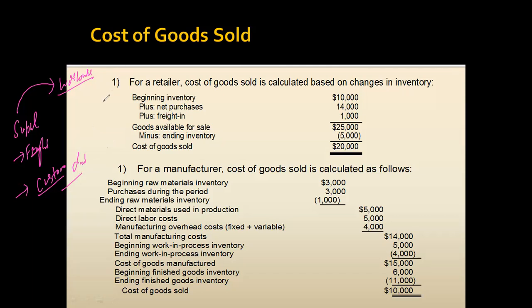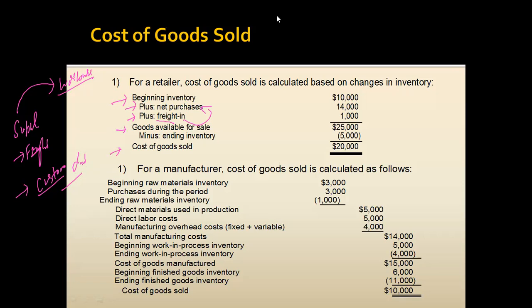Students, here is the formula in statement form: beginning inventory plus purchases plus freight in. This is the direct cost related to the purchase, so I'm adding it to the purchase. When we add these, we get goods available for sale. From goods available for sale, we subtract ending inventory and we get the cost of goods sold. So this is the formula we are going to use to calculate the cost of goods sold.